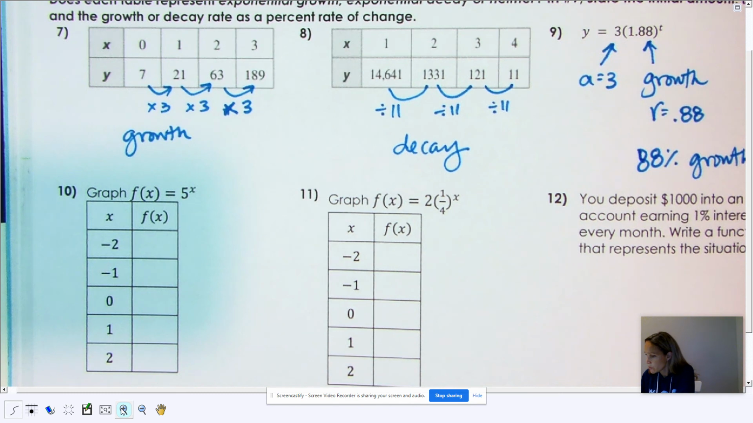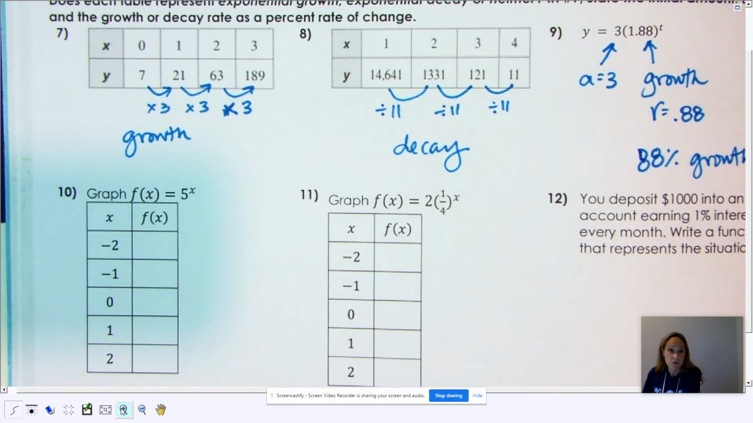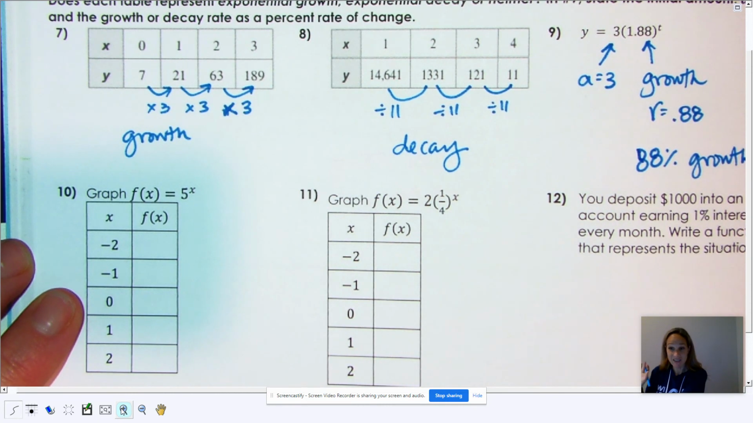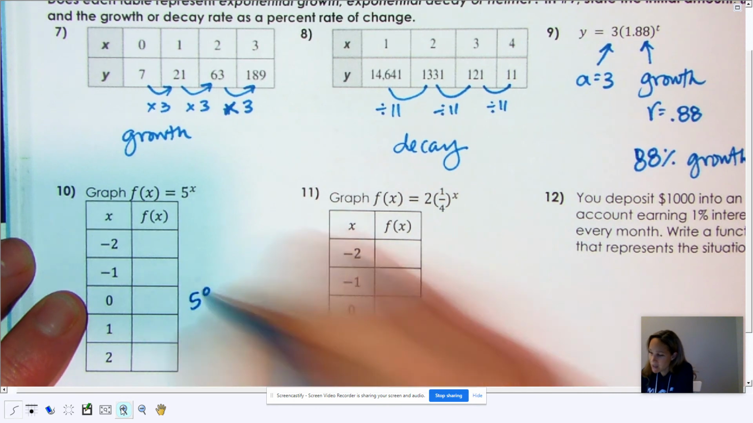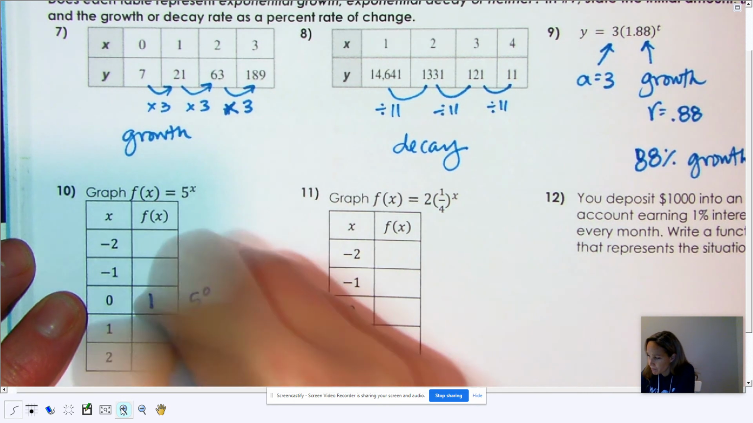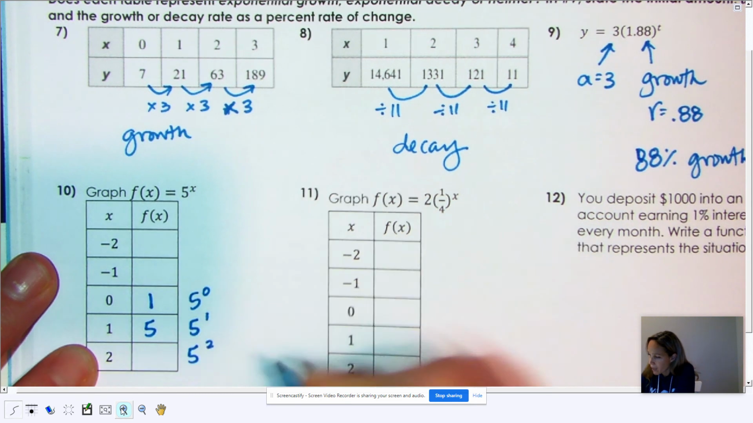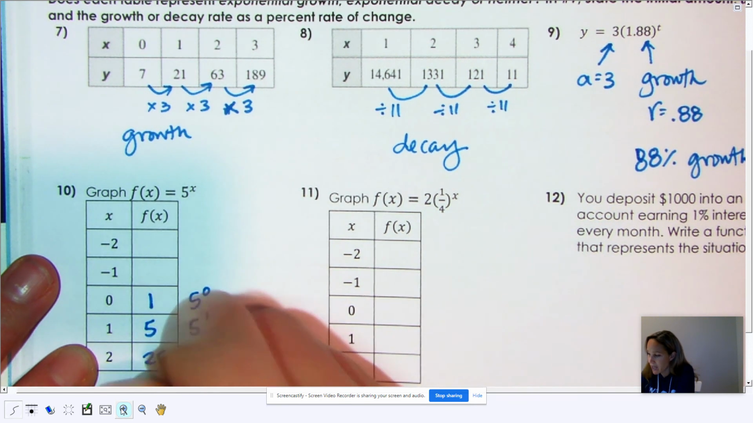We are going to graph this one. So we're just going to plug in the values. If you've watched any of my other videos, I like to start with the easy ones first. So I'm just going to plug in 0, and I know that anything to the 0 power is 1. 5 to the 1 power is 5. 5 to the 2 power is 5 squared, which is 25.